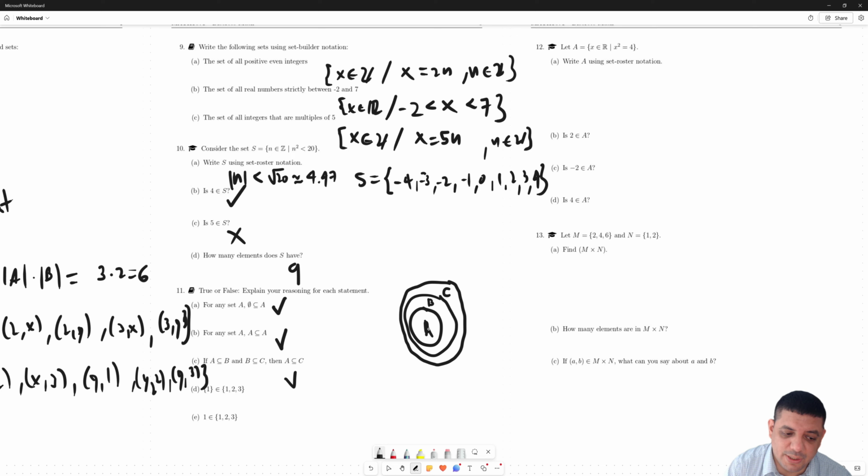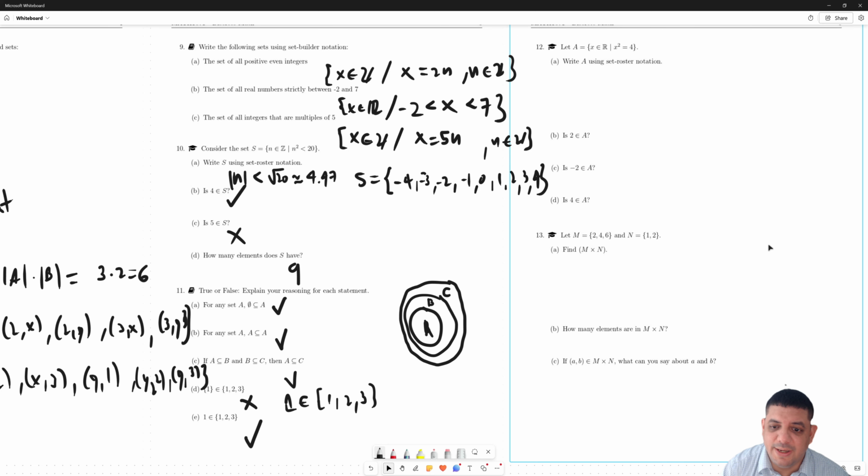So this is true. Does the set formed by 1 belong to 1 to 3? No, this is false. 1 belongs to 1 to 3. But the set by itself, the set of just 1, is not in the list of elements. So for belonging, you got to show it on the list of elements, or you got to match the condition of the set. And this is not the case. So this is false.